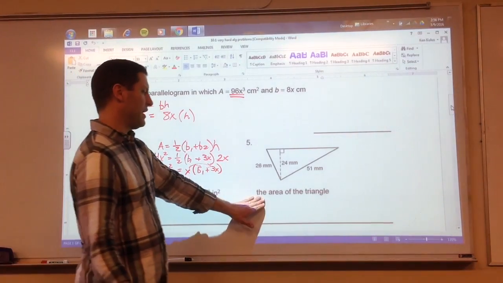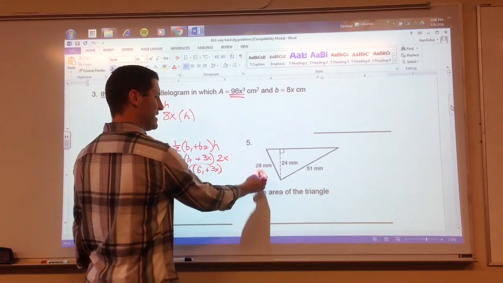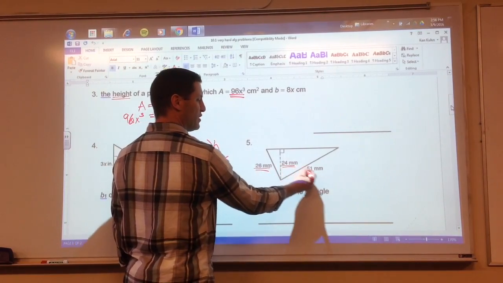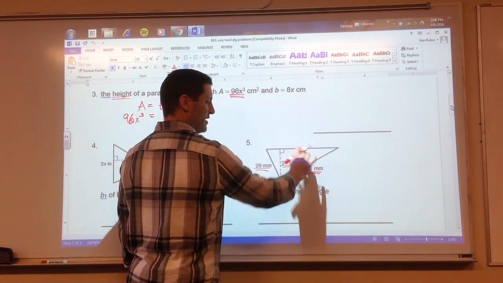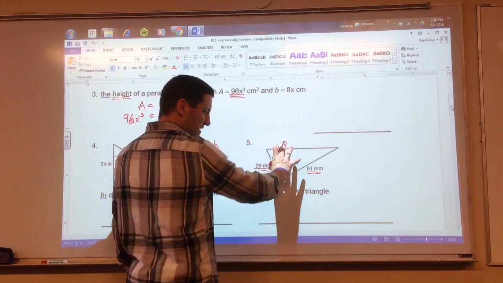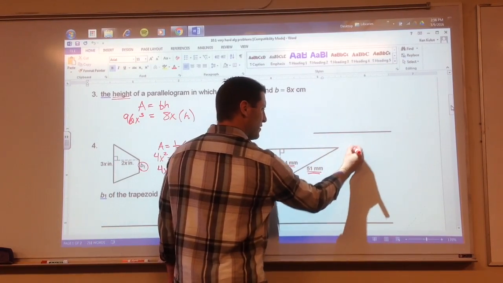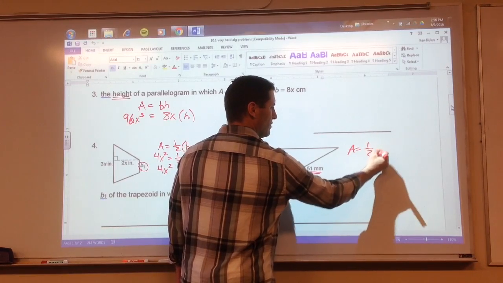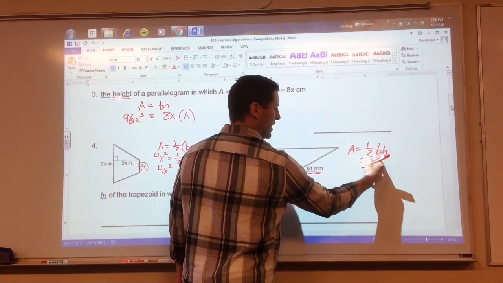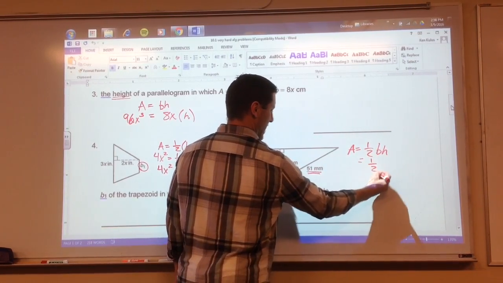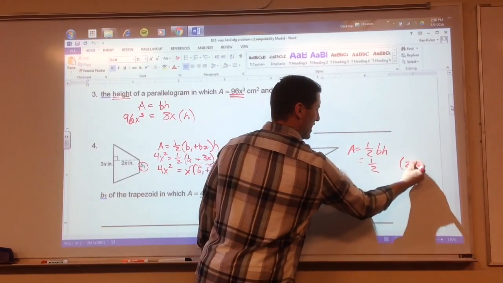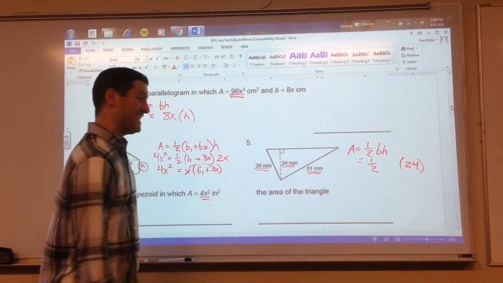Last problem, find the area of a triangle, and this time it's numerical. I have a bunch of numbers. The problem is this is a triangle whose base has been rotated, and that would be the base. I write down the area of the triangle, 1/2 BH, and I don't have that b. I have the half, I have the height at 24. I need to find the base.